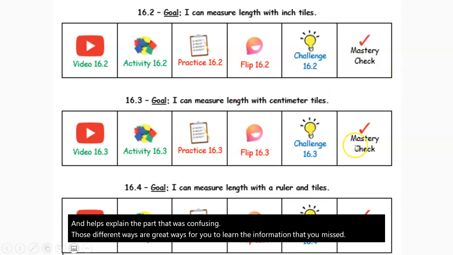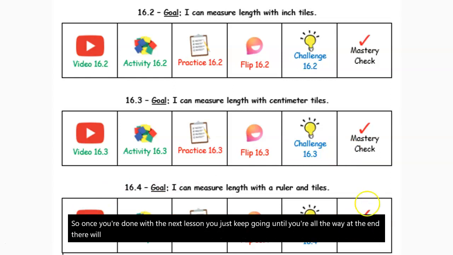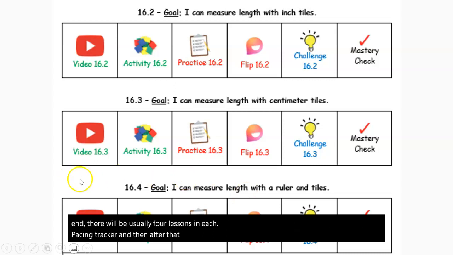So once you're done with the next lesson, you just keep going until you're all the way at the end. There will be usually 4 lessons in each pacing tracker, and then after that, your teacher will guide you on what to do next.